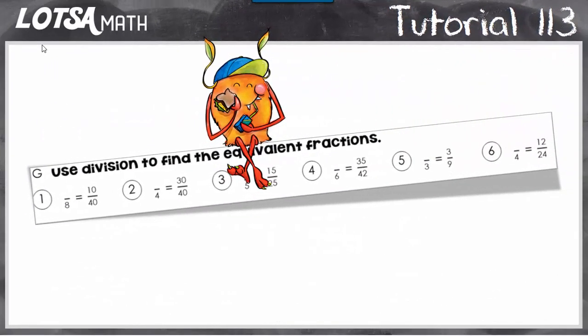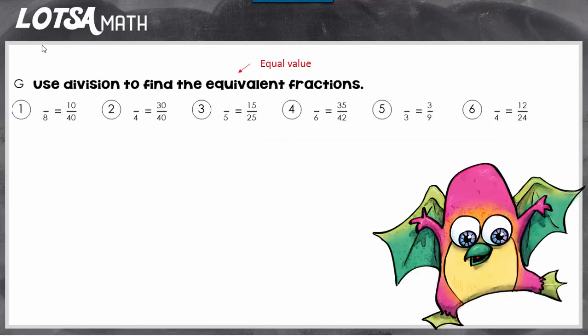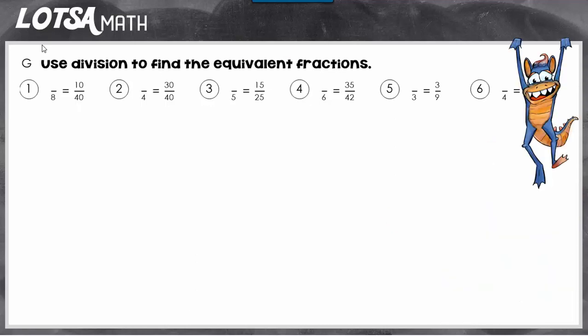For these questions, we're going to use division to find equivalent fractions. And remember, equivalent just means a fraction of equal value. We can do this by applying some other things that we already know. The first thing that we want to apply is our understanding of fact families.